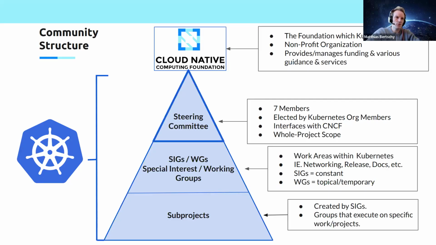So the pyramid below the CNCF represents the structure of the Kubernetes community. At the top, interfacing the most with the CNCF and presiding over many topics that affect the entire community, is the steering committee. This is a body of 7 members who are elected by the Kubernetes org members.